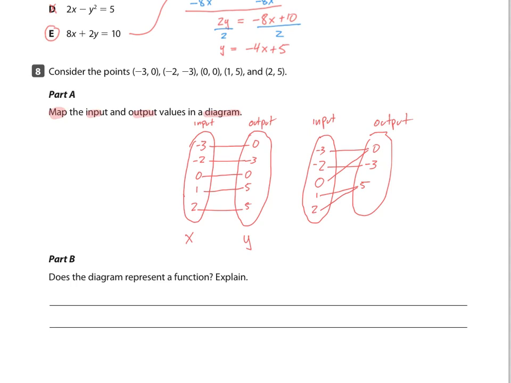Now, the next part says, does the diagram represent a function? And then you need to explain. So we're going to highlight that part. Does the diagram represent a function? We're going to highlight function and the fact that we need to explain.